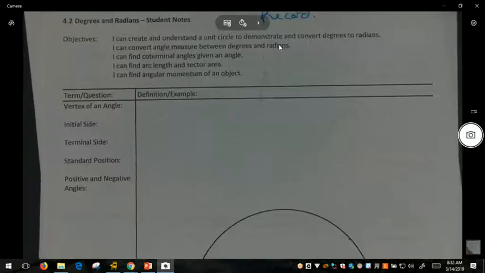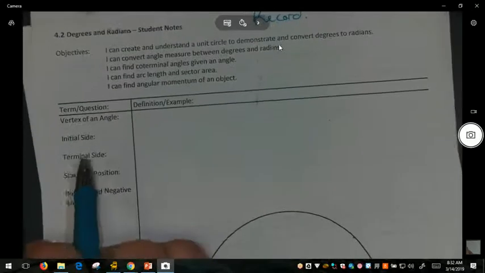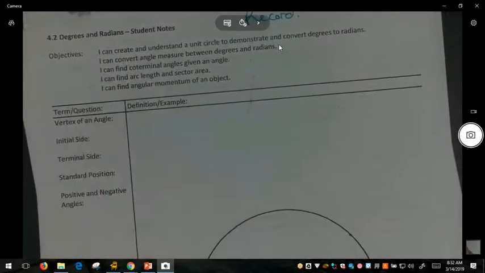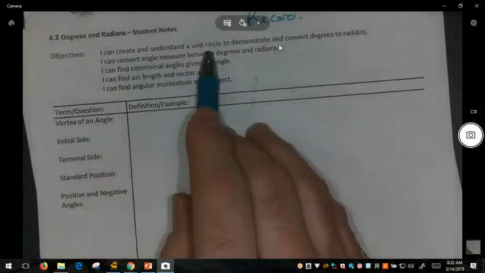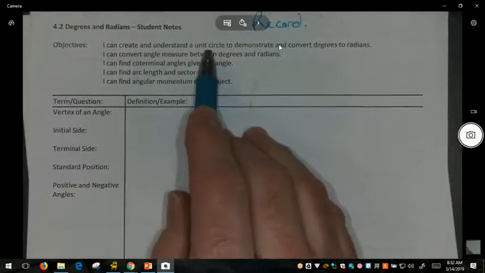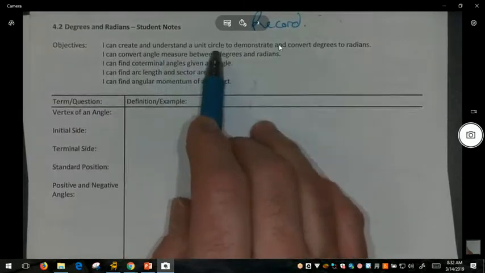Pre-Calculus Lesson 4.2, Degrees and Radians. In this lesson, we are going to look at several things, but for the first portion of this lesson, we're going to talk a little bit about understanding the unit circle, which you did a little bit in Algebra 2. We're just going to build the foundation for it, not the full unit circle yet.